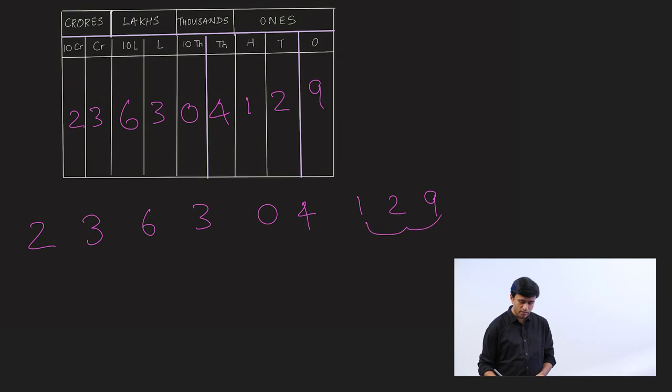Now we have to identify the periods. We've seen this is the ones period, this is your thousands period, this is your lakhs period, and this is your crores period. And we know that the periods are separated by commas.